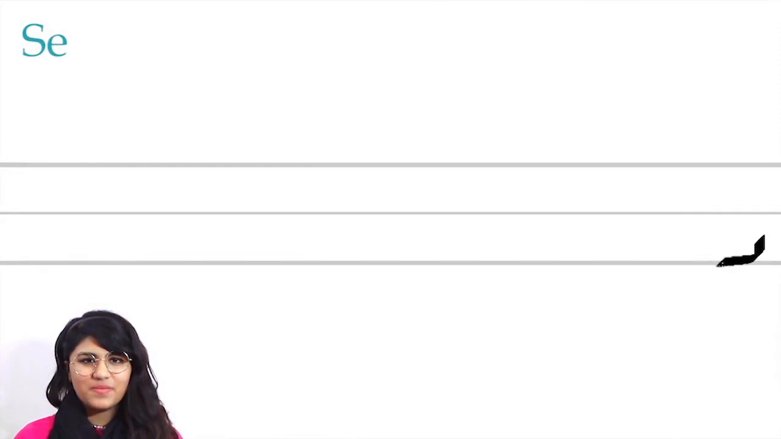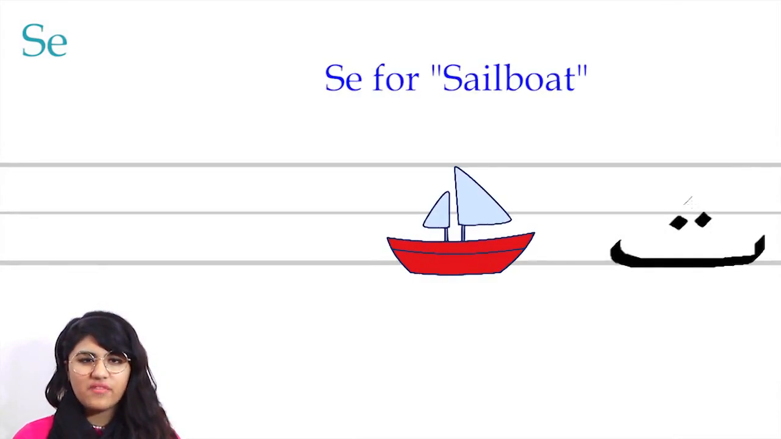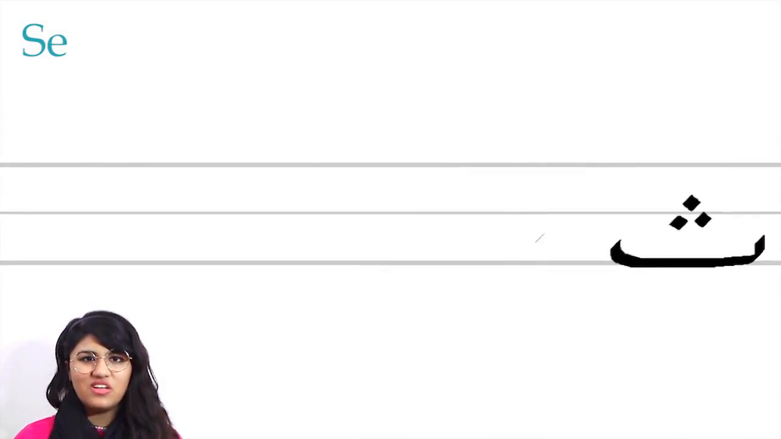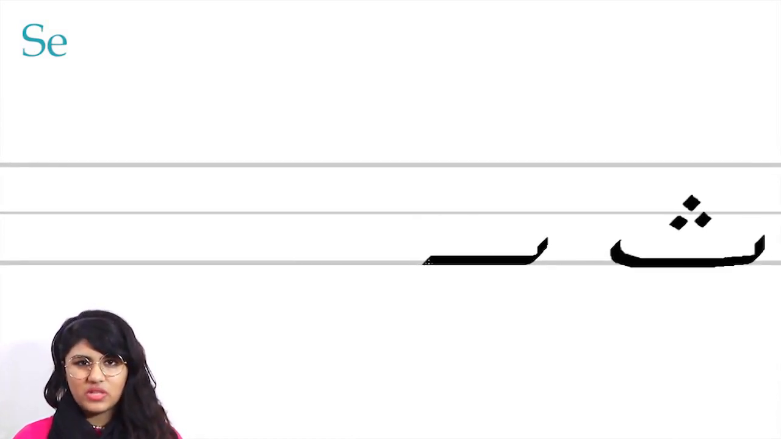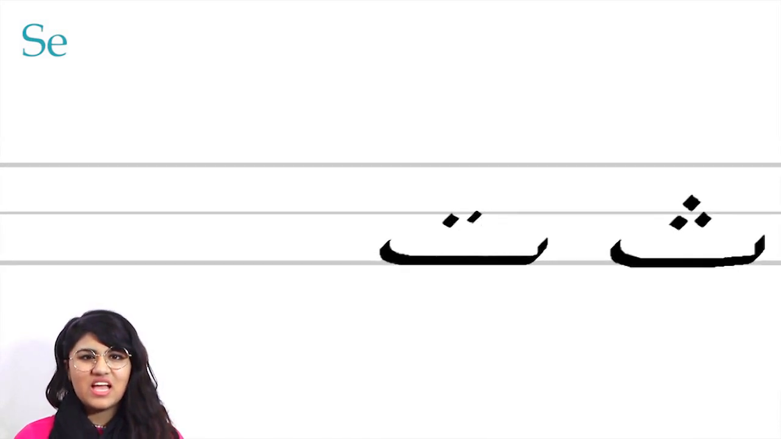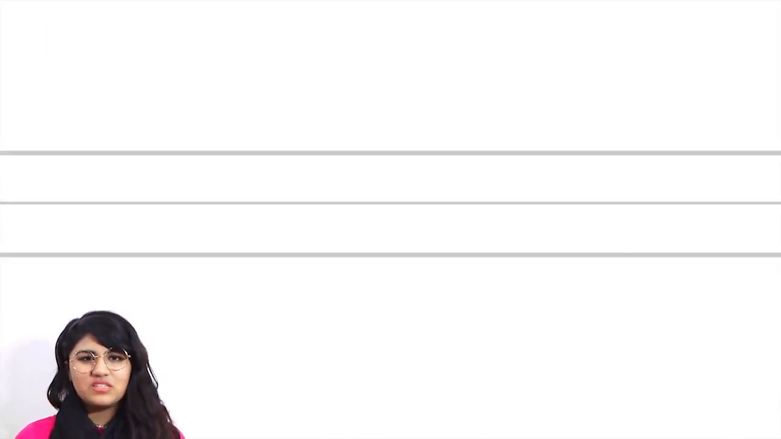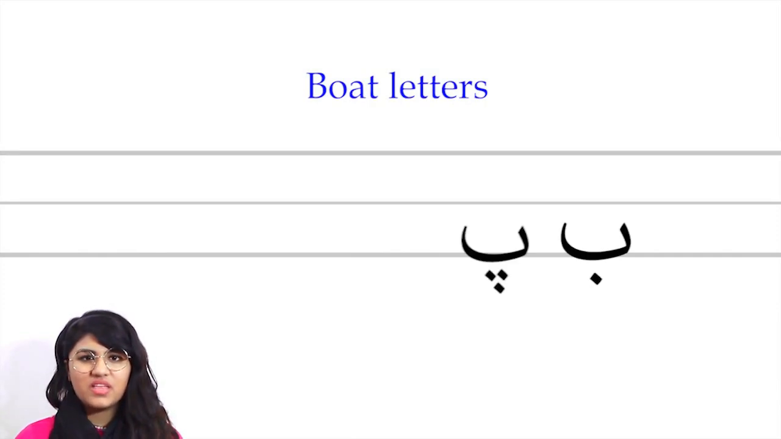Next is Se. You make your boat, and you add 3 dots on top. Think of Se for sailboat. You have the boat, and you have a triangle of dots, which looks like a sail. Your slanted line, you pull it along, you make your boat, you add your 3 dots, and Se for sailboat. So here you have all of your boat letters. You have Be, Pe, Te, Be, and Se.